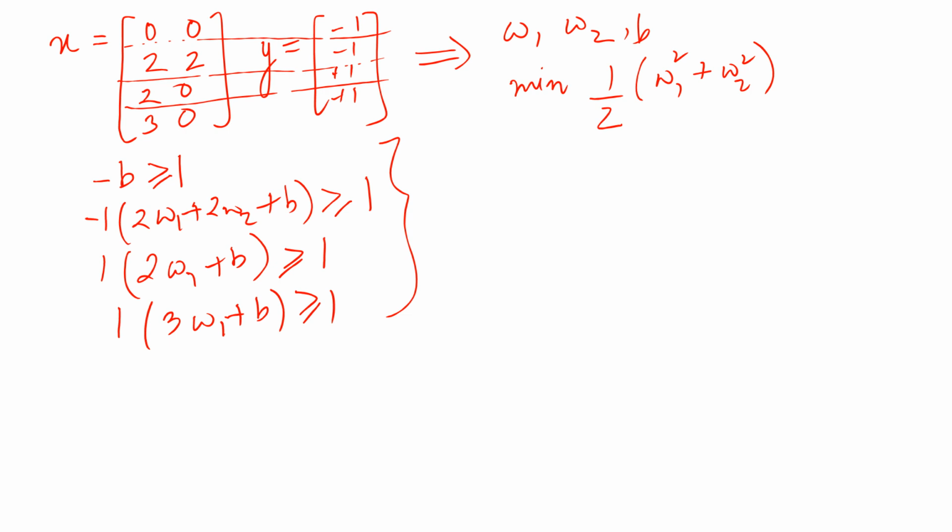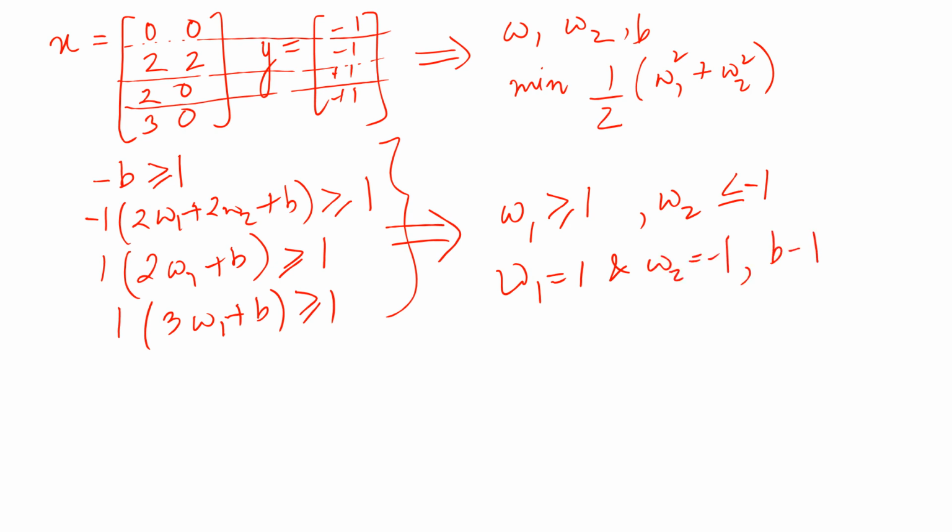If we had n data points, we could solve it in a similar way. Of course, solving it manually is almost impossible, but the book also talks about it. If you solve this set of equations, what you will get is w1 greater than or equal to 1 and w2 less than or equal to minus 1. Now we want to minimize the objective function, and so given this feasible set, we will select w1 equals 1, w2 equals minus 1, and b equals minus 1, because this is the solution that minimizes my objective function.